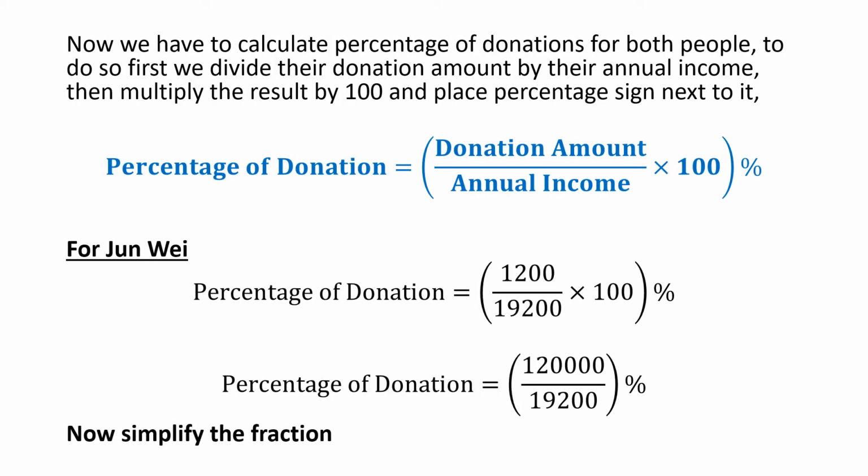Now we have to calculate percentage of donations for both people. To do so, first we divide their donation amount by their annual income, then multiply the result by 100 and place percentage sign next to it.